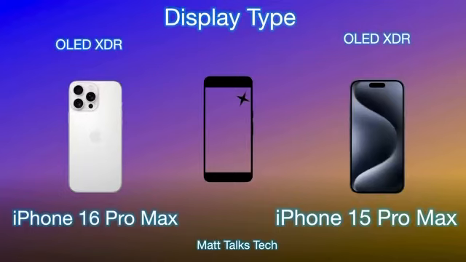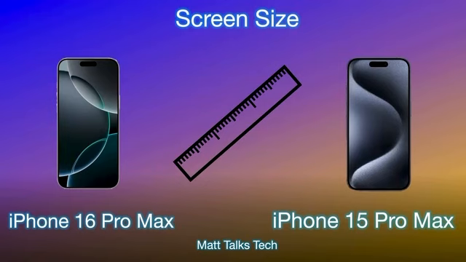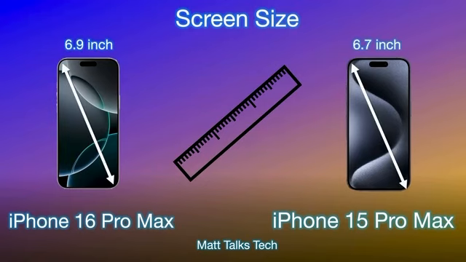Pro models, they haven't really changed there whatsoever, so exactly the same type there. But where there is a difference is the screen size. Where with the iPhone 15 Pro Max we had a 6.7-inch display, we now have just under a 6.9-inch display on the iPhone 16 Pro Max. So yeah, definitely a larger display here.